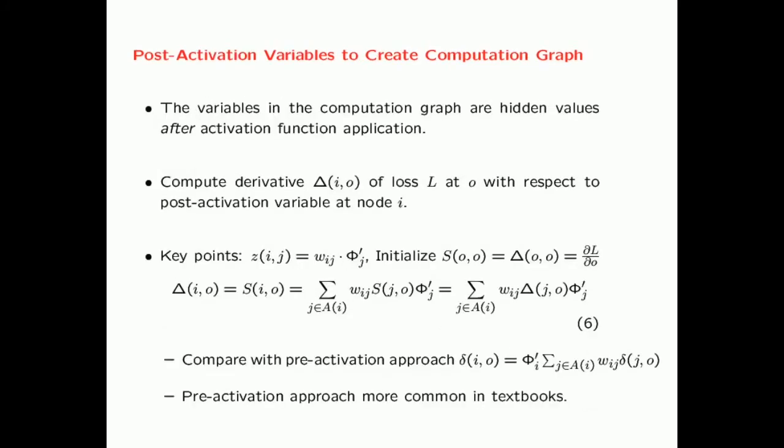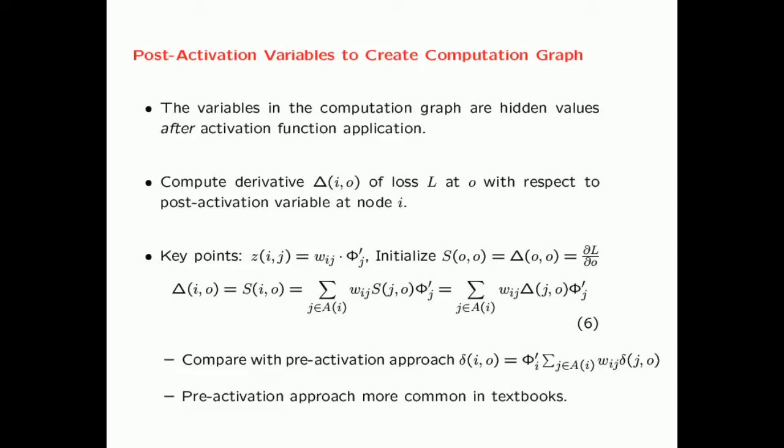But there's a different way of doing this update. So let's say you use the post-activation variables to create the computational graph. So here, the variables in the computational graph, the way you're defining them, are the hidden values after activation function application. So in this case, you define big Delta, of loss L with respect to O, with respect to the post-activation variable at node i.